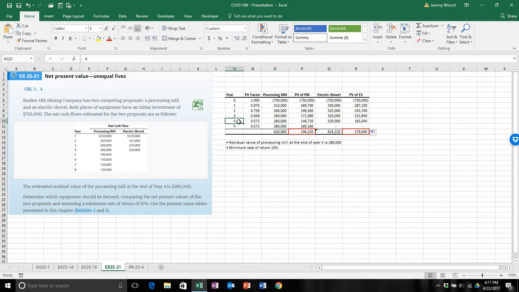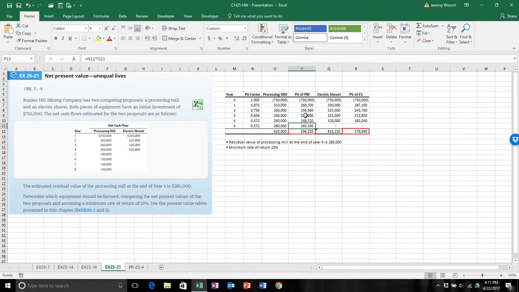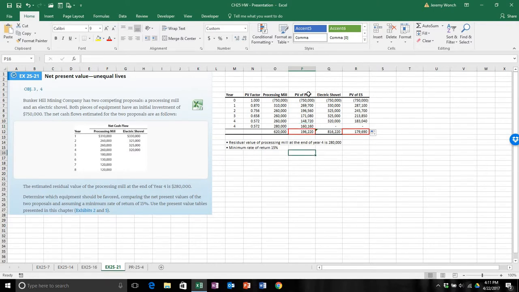So that includes the cash flows at the end of year 4, plus we're going to turn around and sell this processing mill for $280,000. So the present value of the processing mill's cash flows is $196,220, and the present value of the electric shovel is going to be $179,690. So at the end of year 4, it looks like we would be better off cash flow wise to go with the processing mill.